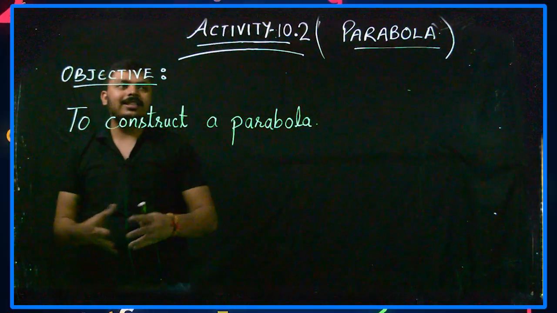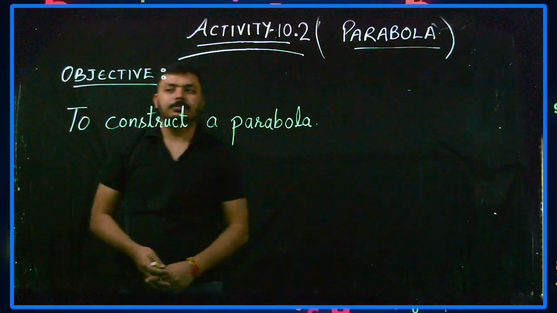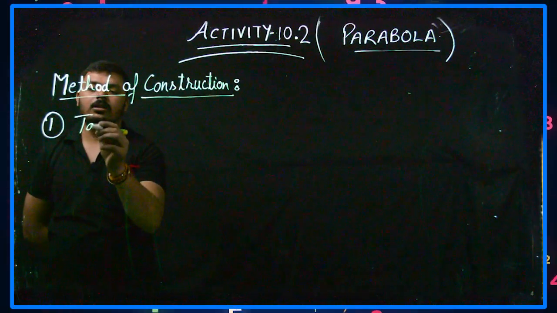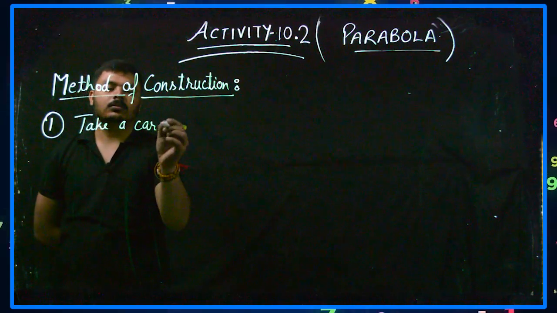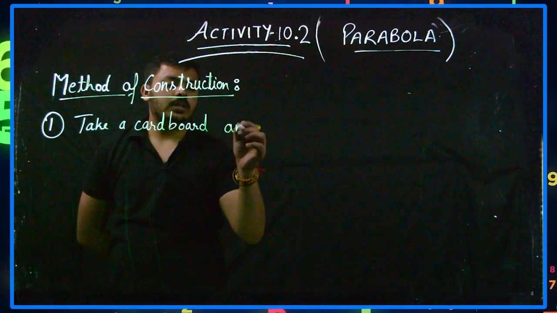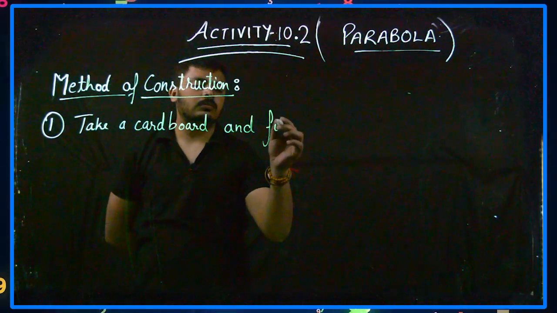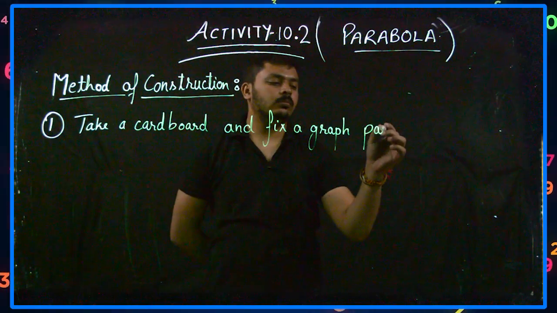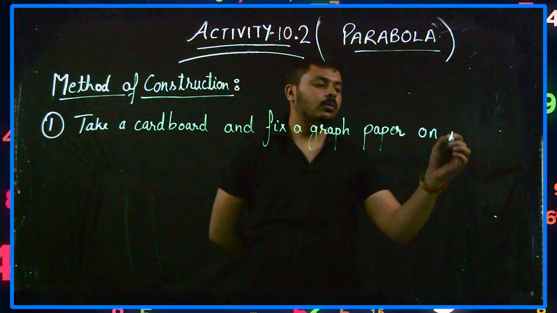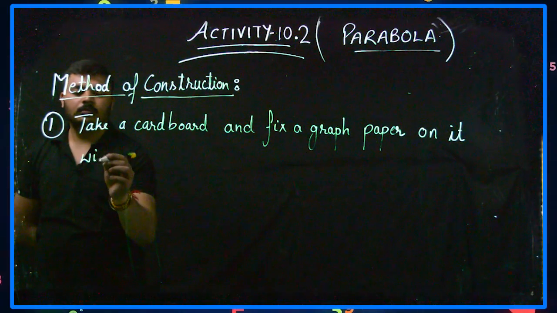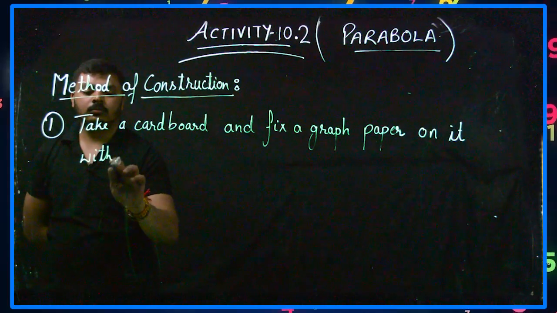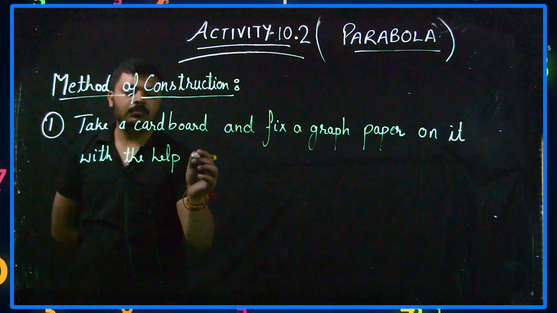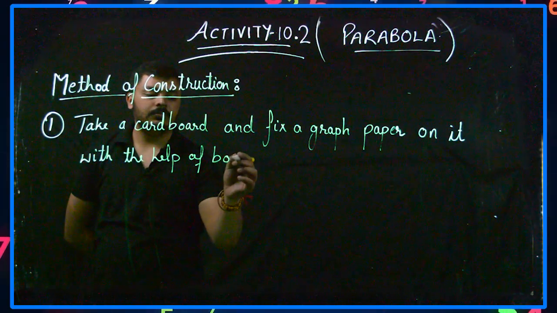So students, now let's start activity 10.2 Parabola. Our objective for this activity is to construct a parabola. Take a cardboard and fix a graph paper on it with the help of board pins.